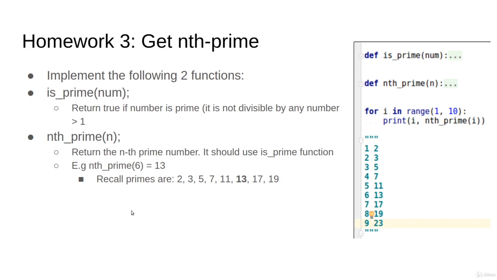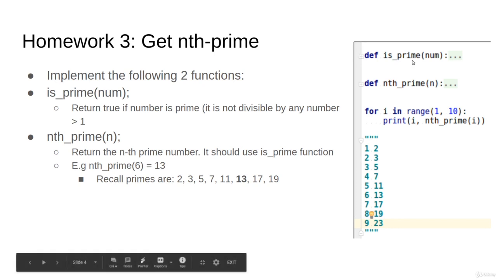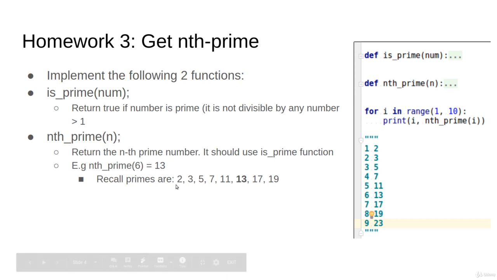Homework number 3, we already implemented before in the loops the getting nth prime and the is prime function. So you are going to implement is prime and nth prime functionalities that we did before. For example, these are the prime numbers, so 13 is number 6 among these prime numbers.